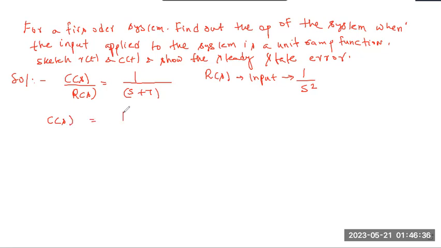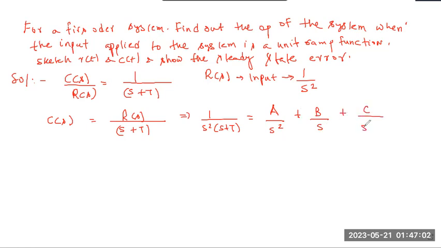So we can substitute here. We can write C(s) equals R(s) divided by, after cross multiplying, s plus T. So the C(s) value over here can be written as 1 by s square into (s plus T). Now we have to do a partial fraction expansion. So this is a cubic term, and the partial fraction expansion would be A by s square plus B by s plus C by s plus T, right? This is the partial fraction expansion.